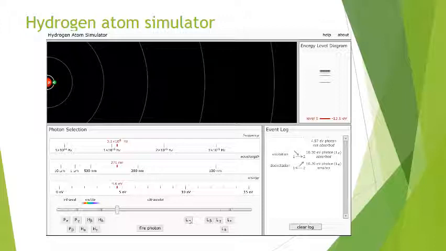Now notice it didn't stay excited for very long. It turns out that even when a photon is absorbed by an atom, de-excitation happens almost immediately. So the atom absorbs a photon and then it emits a photon almost immediately. Most atoms don't stay excited very long. They usually get excited, then they emit almost immediately. But that's the basic operation of this hydrogen atom simulator.